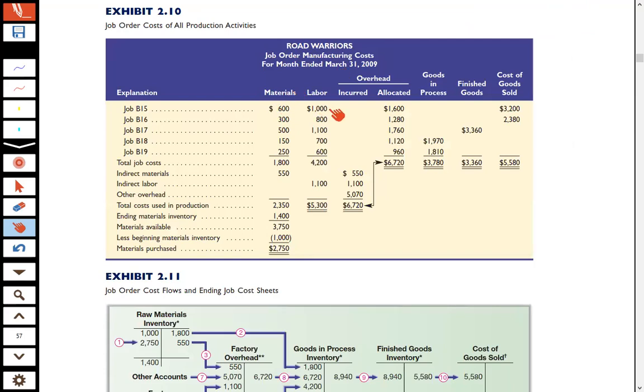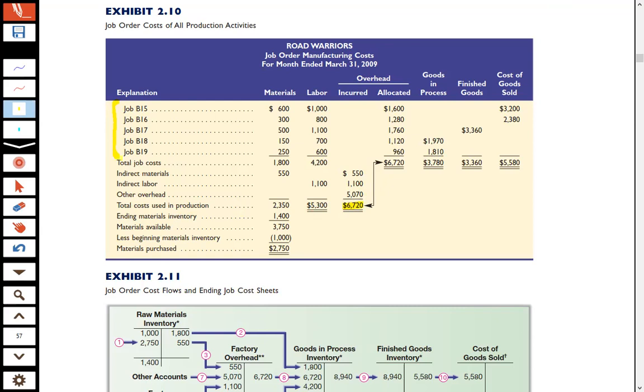Similarly, the labor incurred is $1,000. Now, one thing needs to be discussed here is that we have applied first total overheads in all the jobs. That is 550 for indirect materials, for indirect labor 1100, for overheads 5070. These three make a total of 6720. Now look carefully, this 6720 is applied on all these jobs.